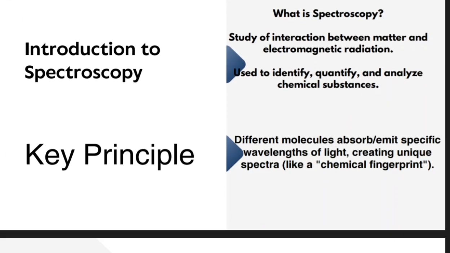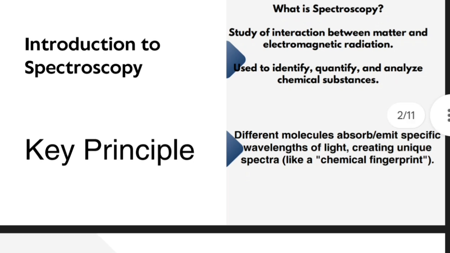Spectroscopy is the study of interaction between matter and electromagnetic radiation. It is used to identify, quantify, and analyze the chemical substances. Different molecules absorb or emit specific wavelength of light, creating unique spectra. It's just like a chemical fingerprint.